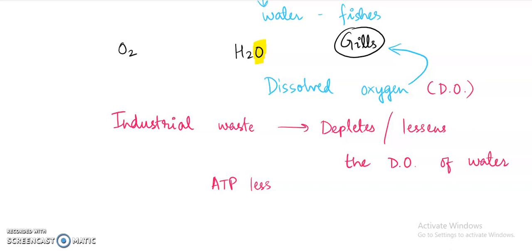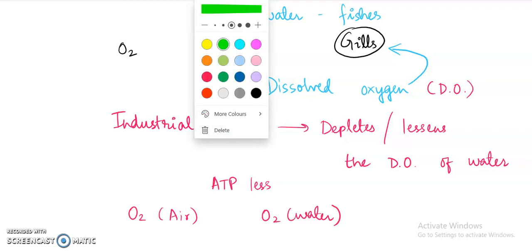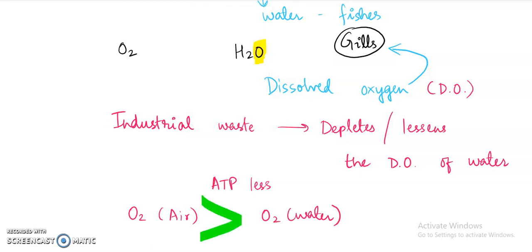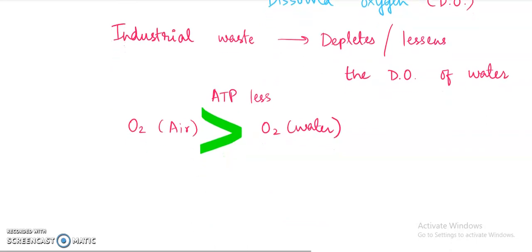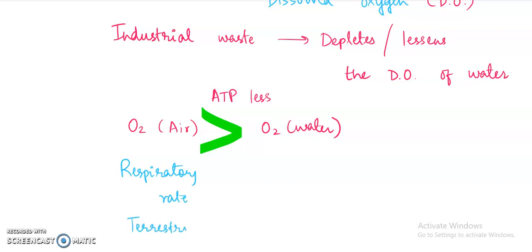Another thing, if you compare the oxygen present in the air and the oxygen present in the water, the oxygen present in the air is always more, right? So oxygen present in the air is always more in comparison to the oxygen in the water. That is why the respiratory rate of terrestrial animals will be less in comparison to the aquatic animals. This is one of the questions, that why respiratory rate of terrestrial organisms is less.